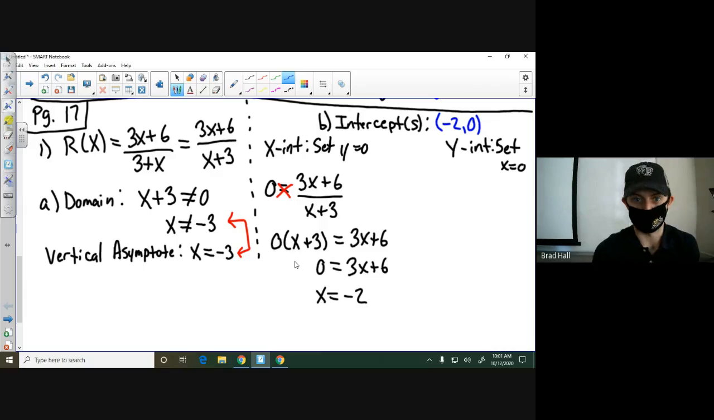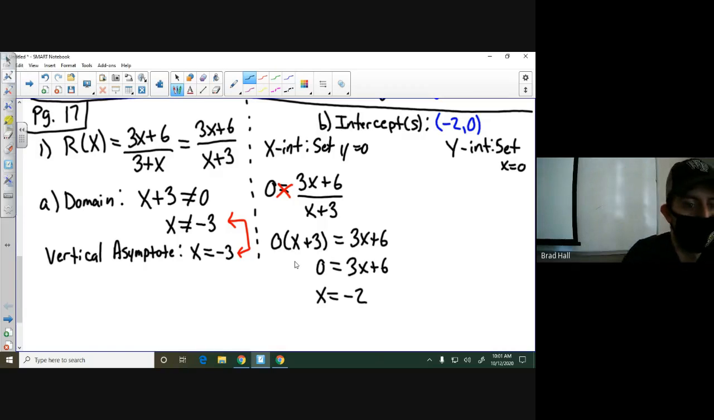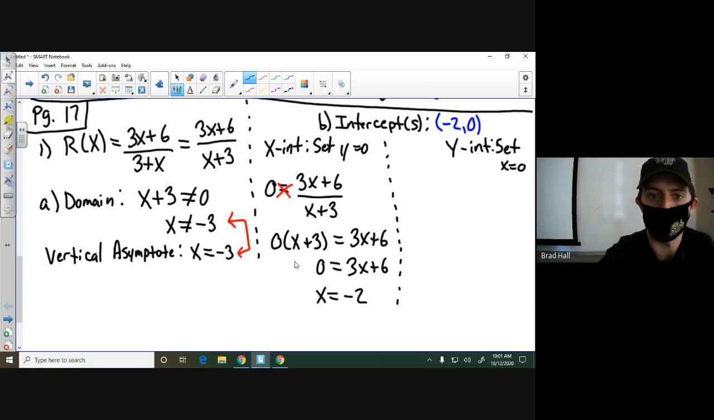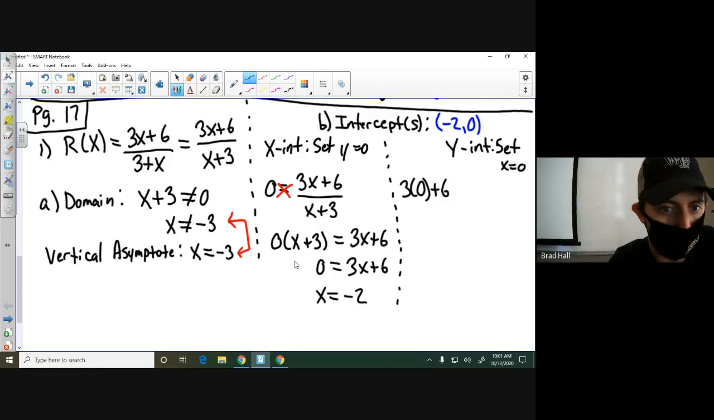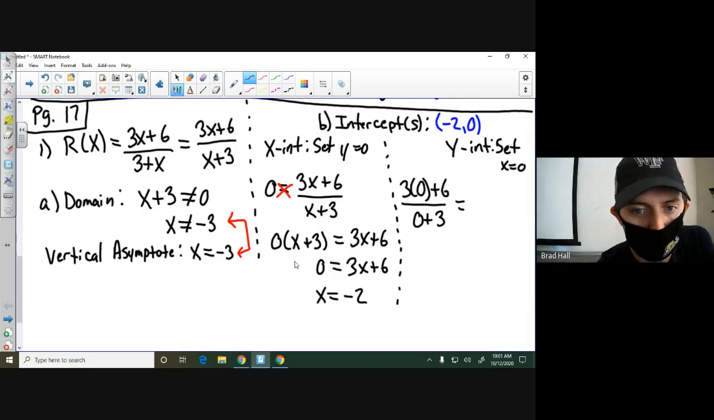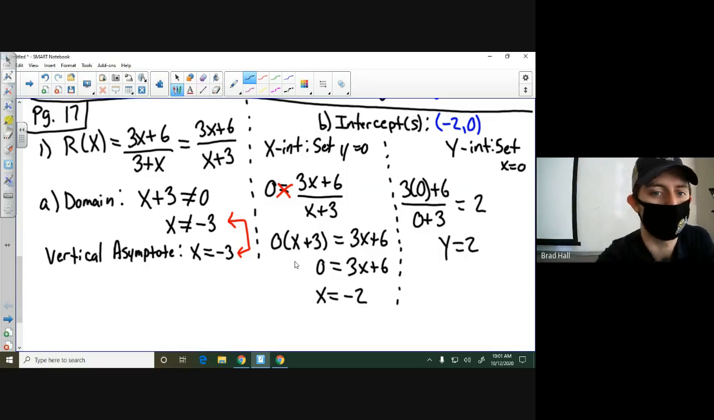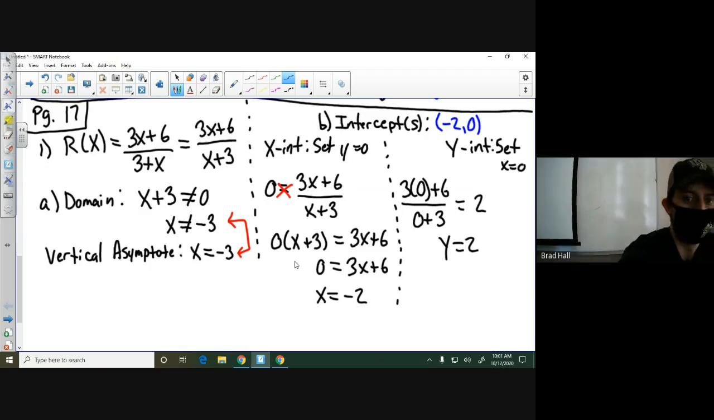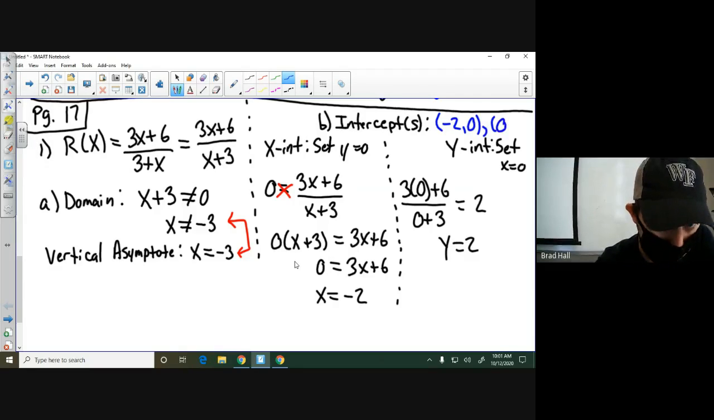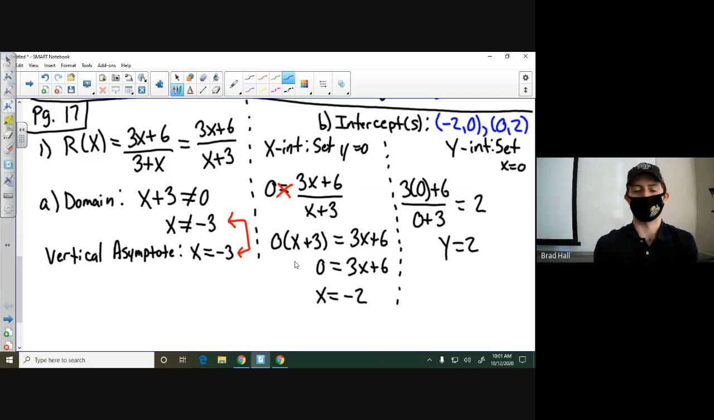And now for the y-intercept, we set x equal to 0, which just means every x now becomes equal to 0. And this is just 6 over 3, which is 2. So we find another intercept. When x was 0, y is 2. And so we found two intercepts, which are two definitive points that we could plot on the graph of the function when we get to that part.